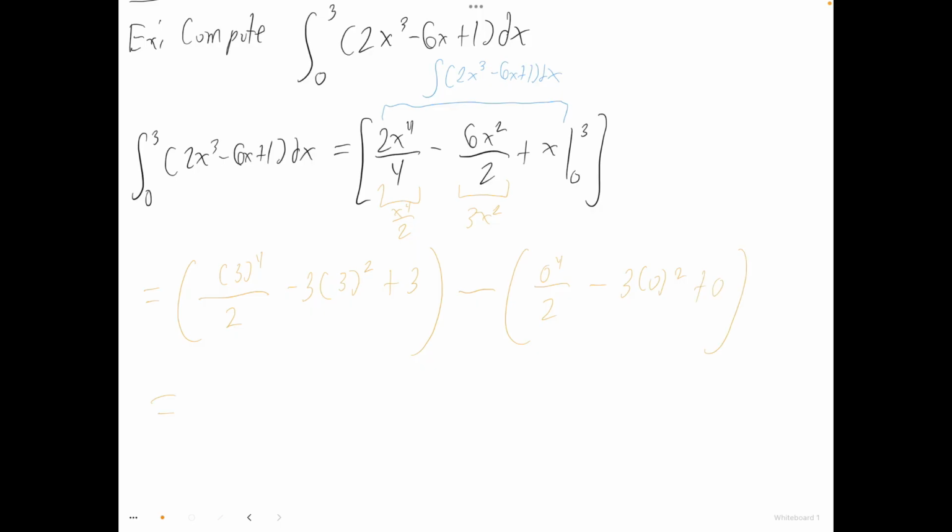And so this then becomes 81 over 2 minus 27 plus 3, which equals 81 over 2 minus 54 over 2 plus 6 over 2, which is going to be 33 over 2. And so we get out 33 over 2 from this definite integral. And again, notice that we got a number here. Okay, and that's what we'd expect to get because we're doing a definite integral rather than an indefinite integral.